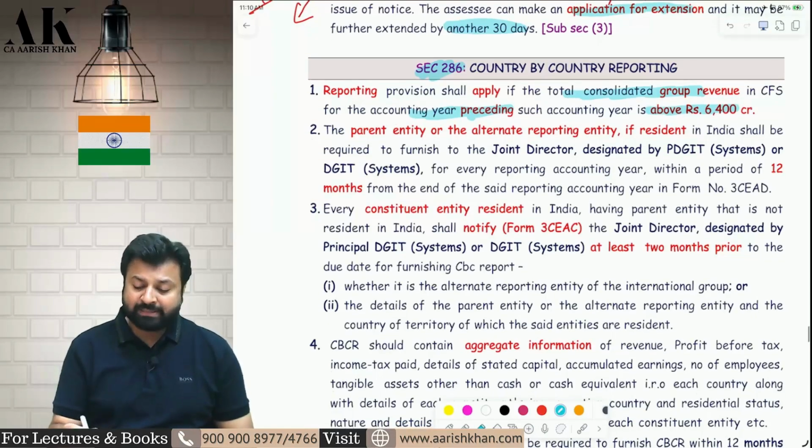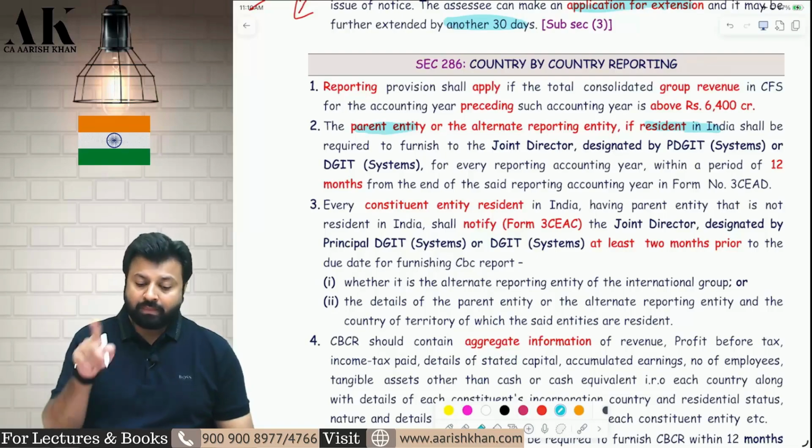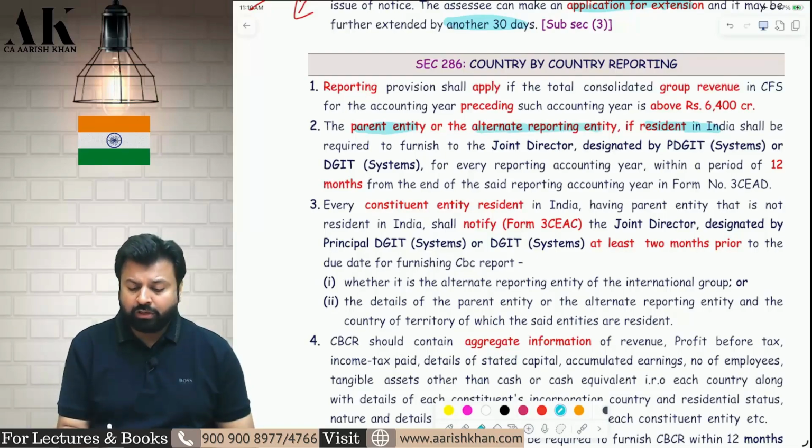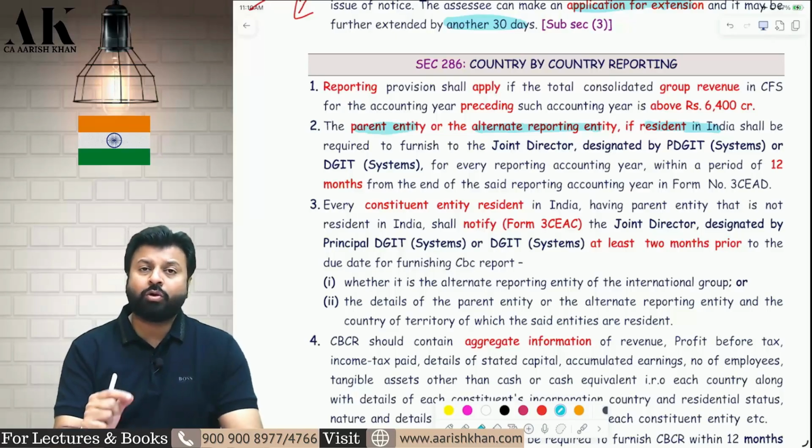Second, who will file CBCR? Very important question. As I have told you, if the parent is resident in India, then the parent will file. One more company is there, which is known as alternate reporting entity. Now let me explain what you mean by alternate reporting entity. Before knowing alternate reporting entity, you need to also know what is constituent entity.